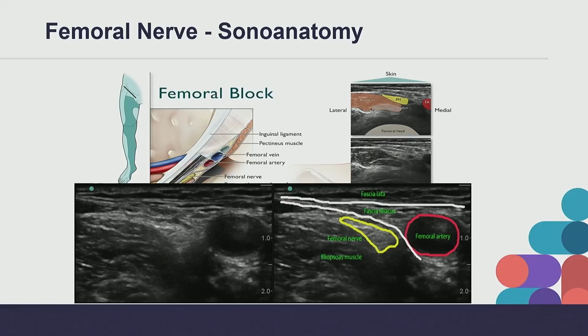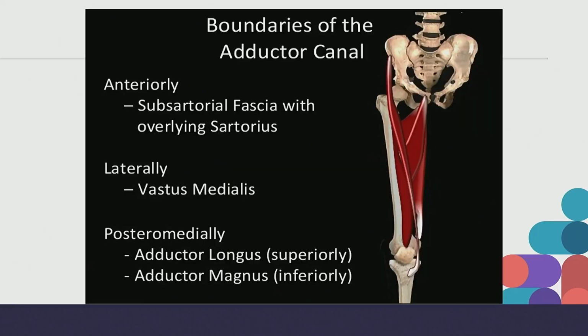intermedius, and medialis. So then the question becomes, if we're trying to do some of these blocks that are motor sparing, is there anything we can do to scan a little more distally to catch some of the innervations after they've arborized and terminated into some of those quad muscles? And so that's where the adductor canal block comes into play.